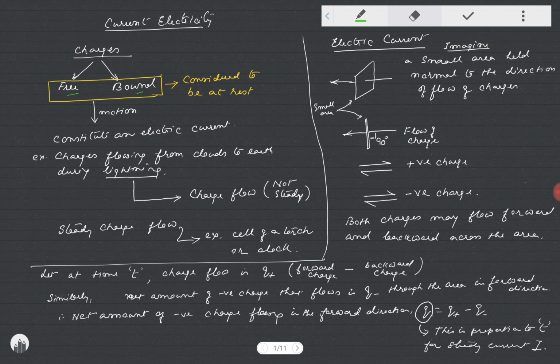Now we know all charges, whether they are free charges or bound charges, are considered to be at rest. Now charges in motion constitute an electric current. This constitutes an electric current, charges in motion.